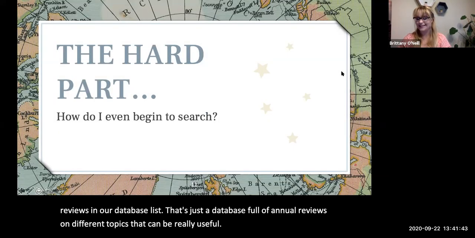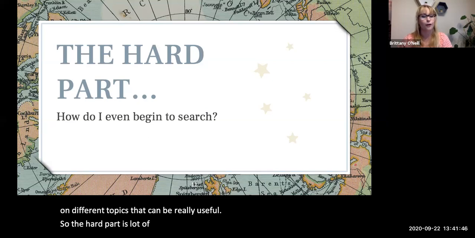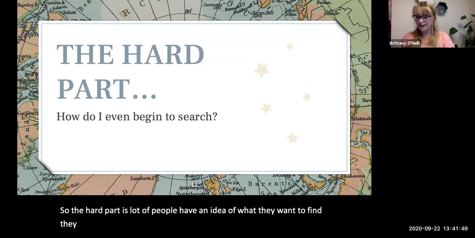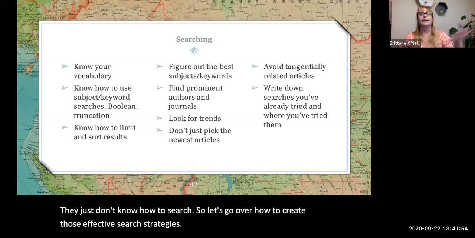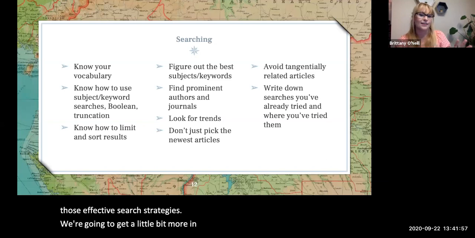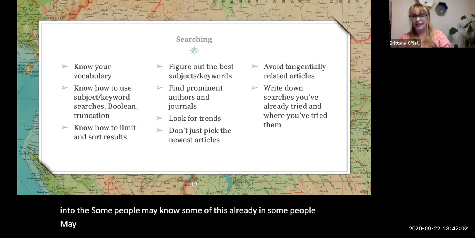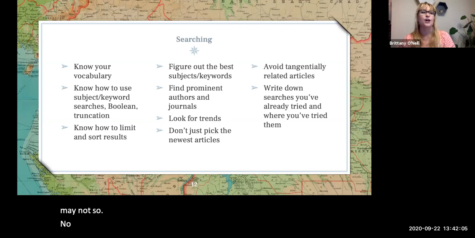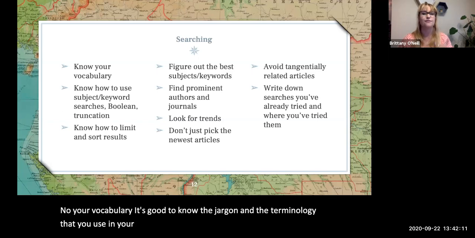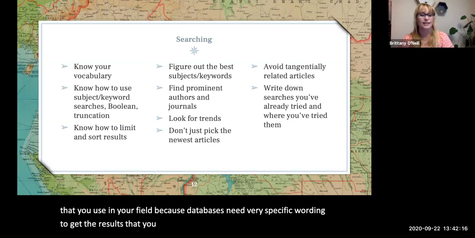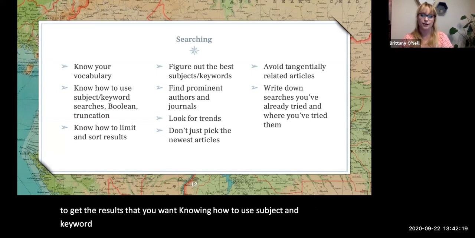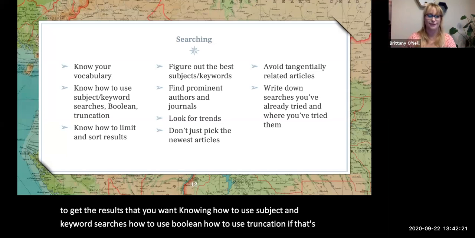So the hard part is a lot of people have an idea of what they want to find. They just don't know how to search. So let's go over how to create those effective search strategies. We're going to get a little bit more in depth. This is kind of where some people may know some of this already and some people may not. So know your vocabulary. It's good to know the jargon and the terminology that you use in your field, because databases need very specific wording to get the results that you want. Knowing how to use subject and keyword searches, how to use Boolean, how to use truncation. If that's all gibberish to you, I'm going to go over that, don't worry.